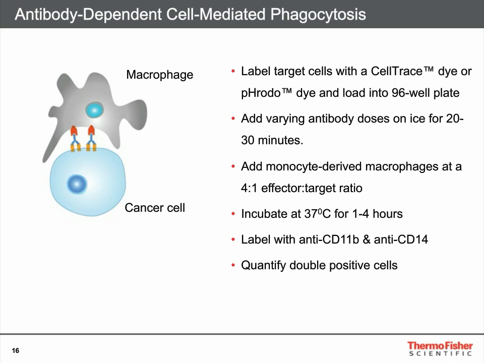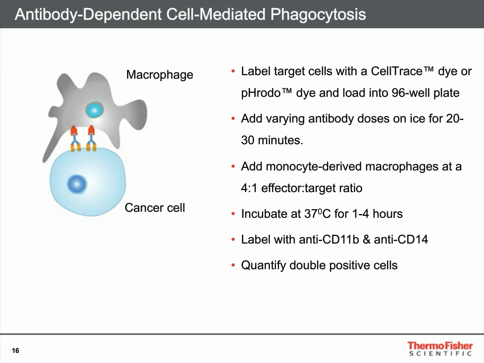Now we need to identify our macrophage. With flow cytometry, we can label our macrophages and identify them with antibodies against markers like CD11b and CD14. And then using flow, we will identify cells that are positive for both of these markers, CD11b and CD14, also positive for our target cell dye, indicating that the macrophage has ingested a cancer cell.